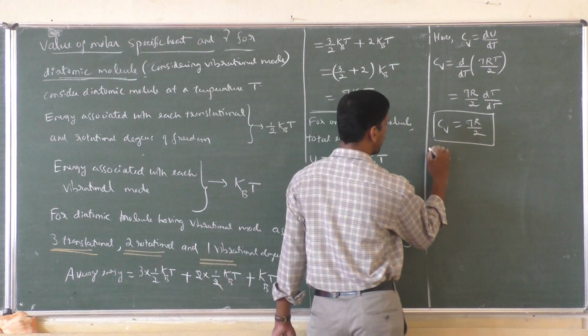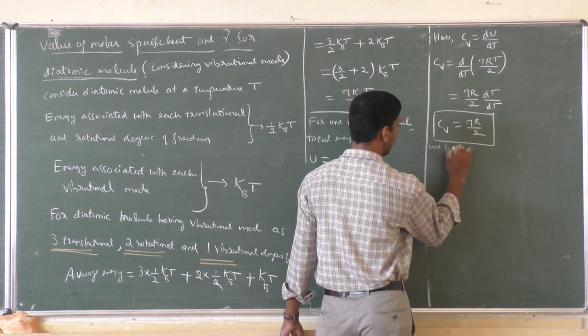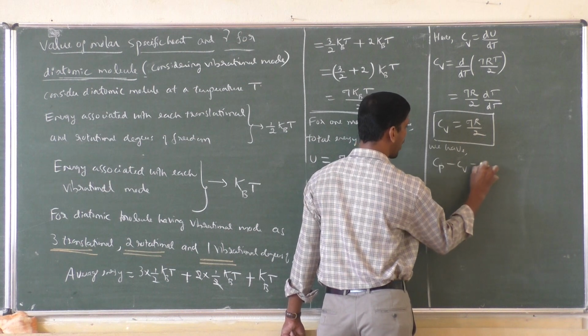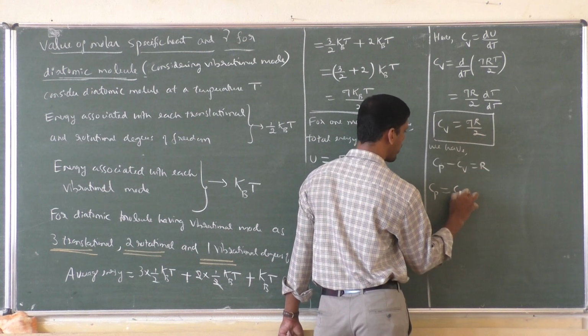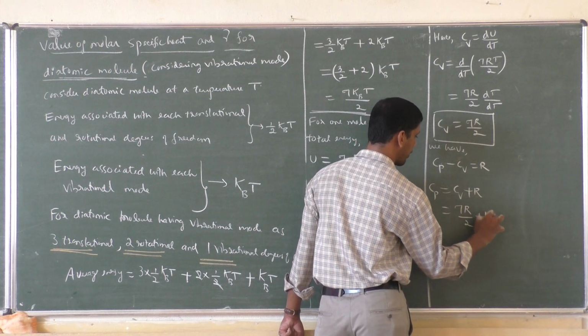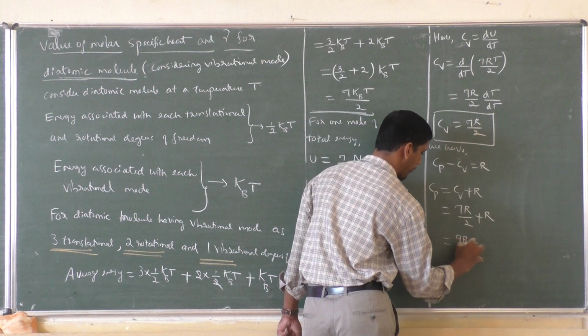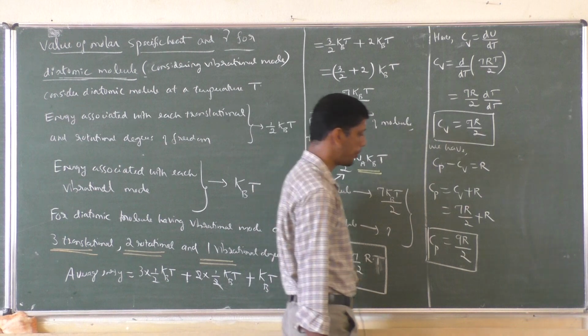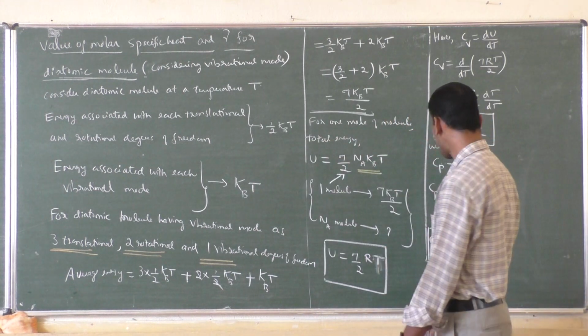Hence Cp. What is the formula for the Cp? Cp minus Cv is equal to R. So therefore Cp should be equal to Cv plus R, which is 7R by 2 plus R, that should be equal to 9R by 2. This is the value of Cp now. So we obtain another value, molar specific heat at constant pressure.